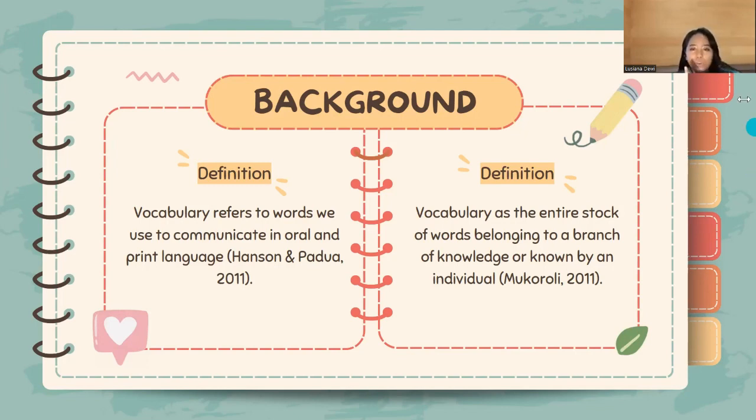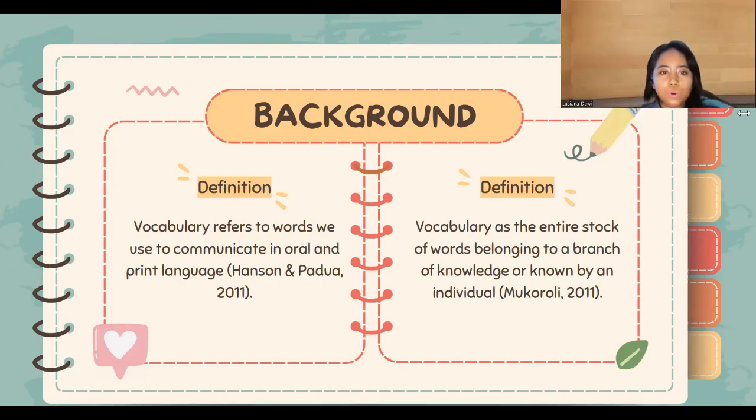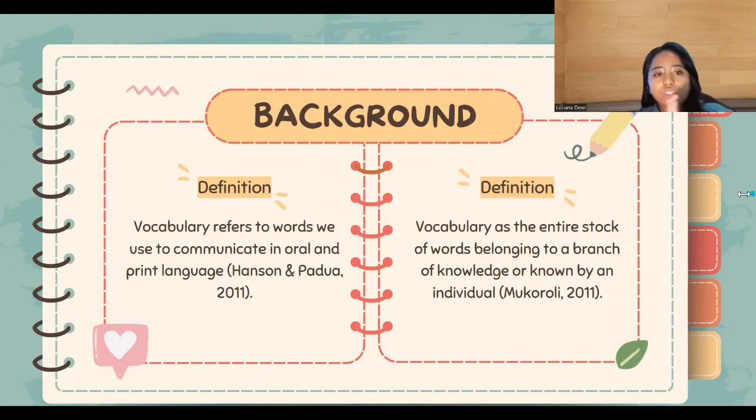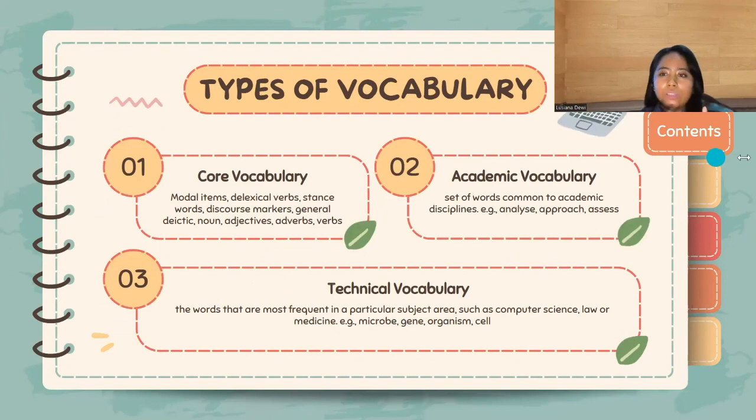So, what is vocabulary itself? Vocabulary refers to words we use to communicate in oral and phonetic language. Also, vocabulary is the entire stock of words belonging to a branch of knowledge or known by an individual. After we learn about vocabulary itself, let's learn about the types of vocabulary.